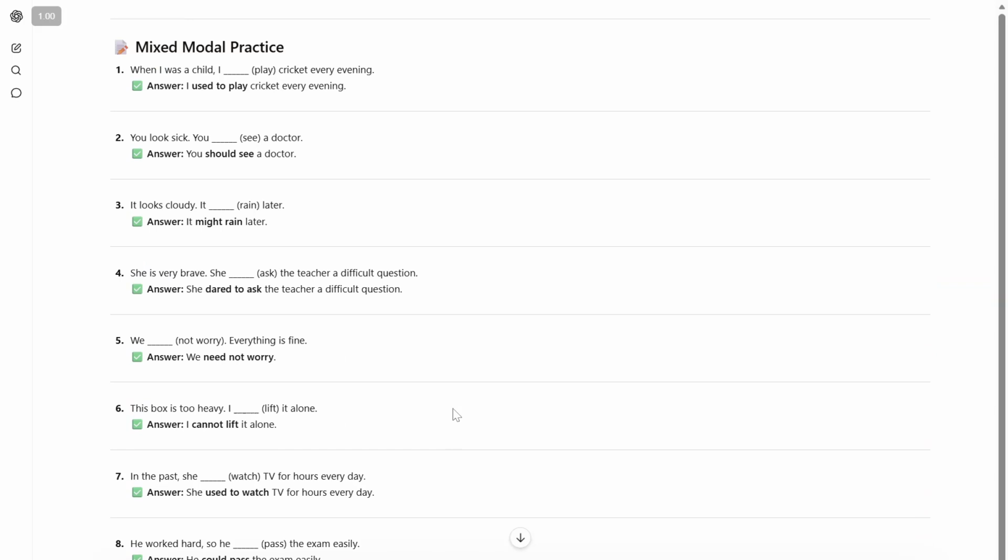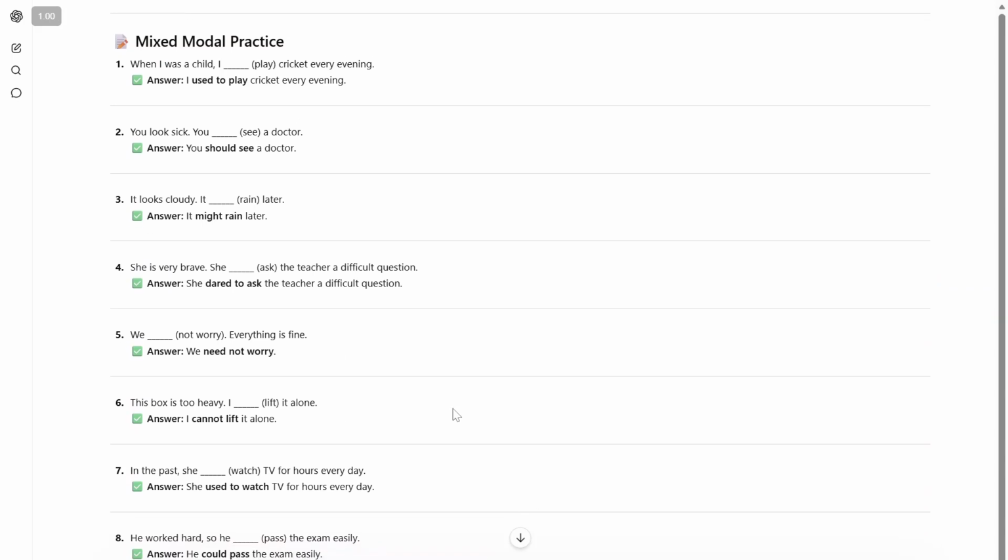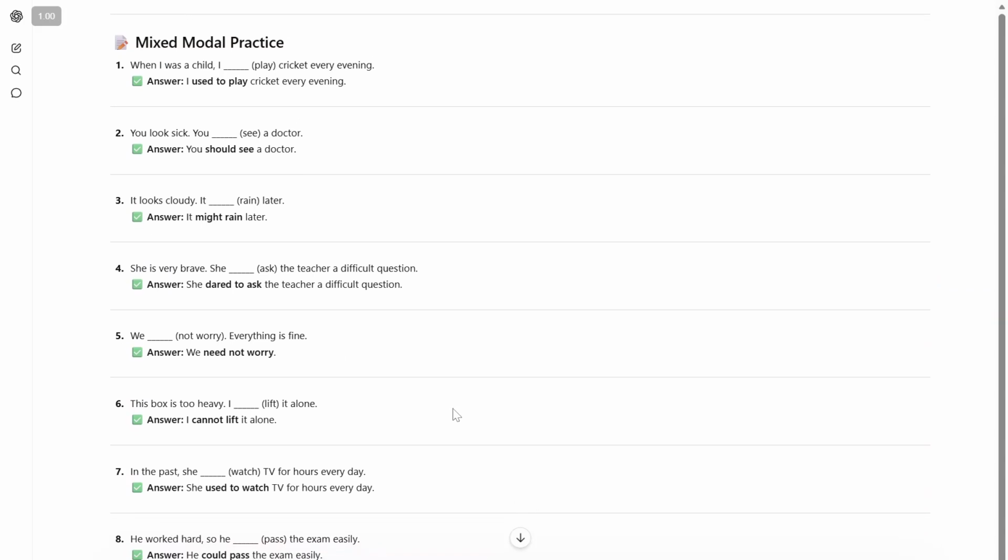Great, let's do a mixed exercise now. This will feel like a real exam test because I'll mix all the modal verbs: can, could, may, might, should, must, will, would, used to, dare, need. I'll give you the question, then I'll write the correct answer immediately after so you can check and learn.